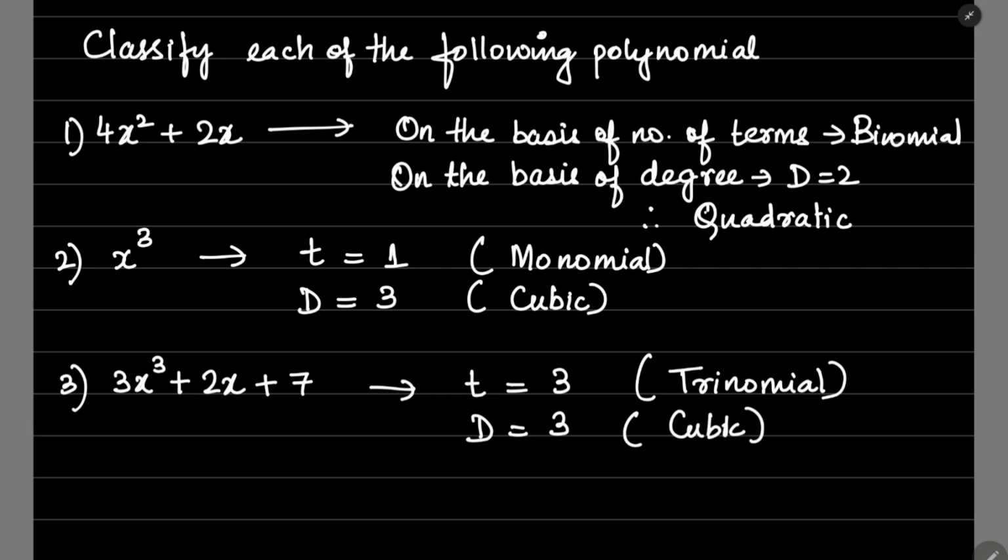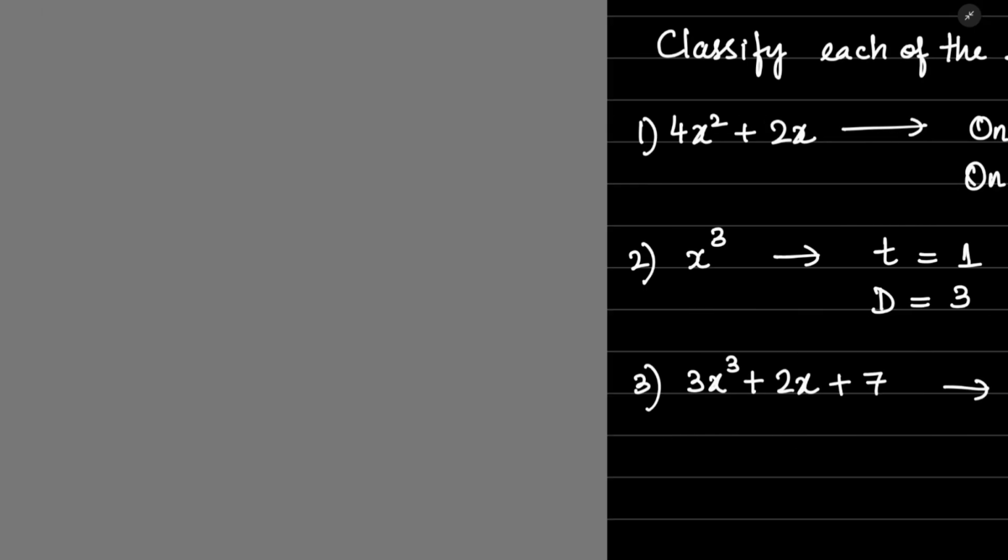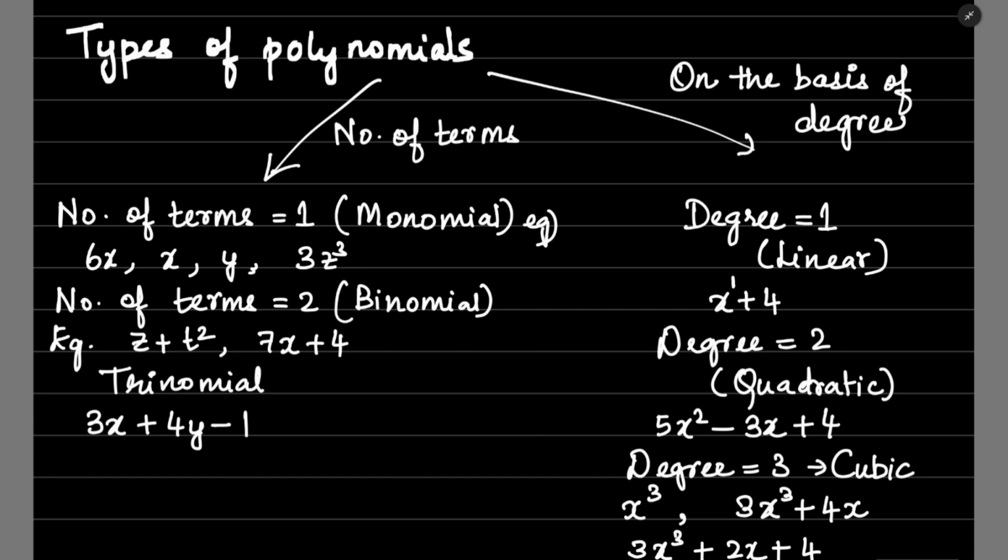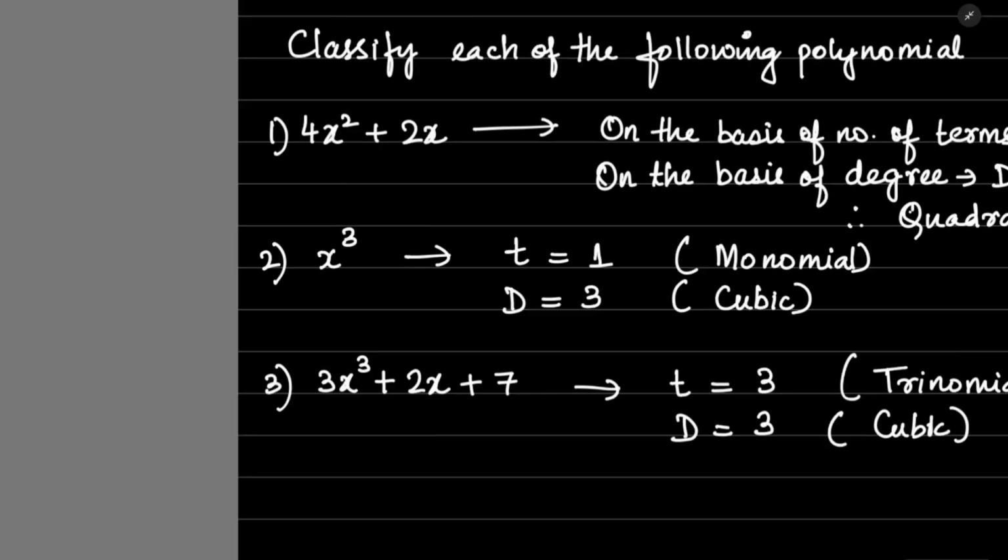So again, based on the terms, if the term is 1, monomial. If the terms are 2, it is binomial. And if the terms are 3, it is trinomial. If it is on the basis of degree, remember degree 1 linear, degree 2 quadratic and degree 3 is cubic polynomial. So you have to remember these. These are the concepts in polynomials that will come for your 1 mark. And you will easily be able to score if you know the types of polynomials on the basis of terms and on the basis of degree.